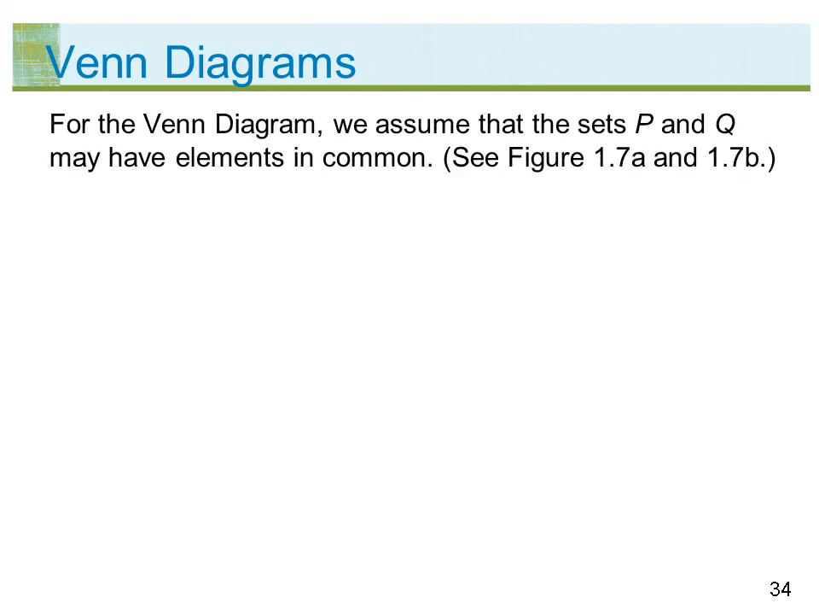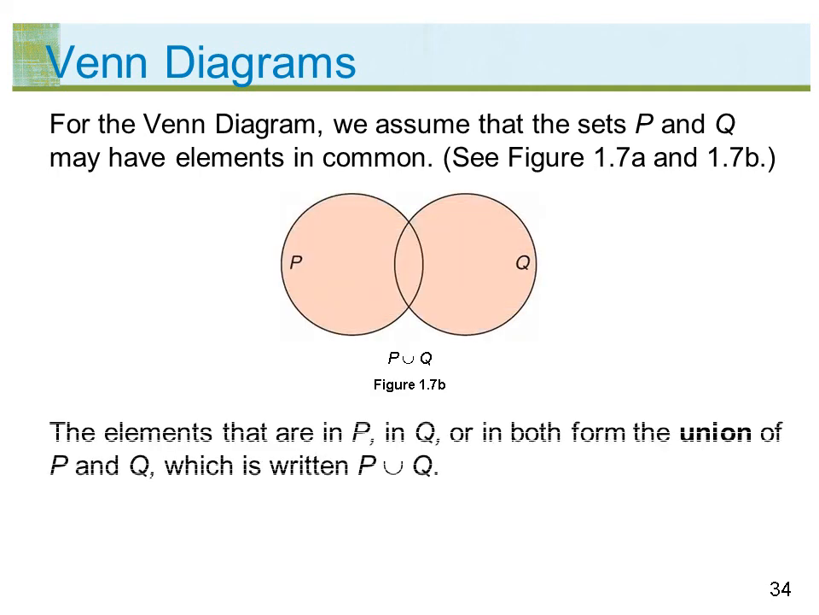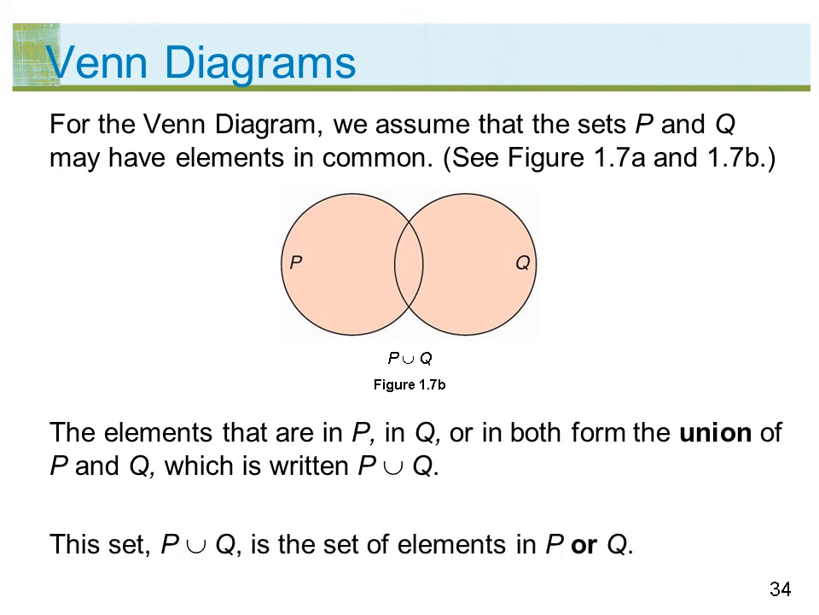For the Venn diagram, we assume that the sets P and Q may have elements in common. See Figure 1.7a and 1.7b. The elements that are in P, in Q, or in both form the union of P and Q, which is written P union Q. This set, P union Q, is the set of elements in P or Q.